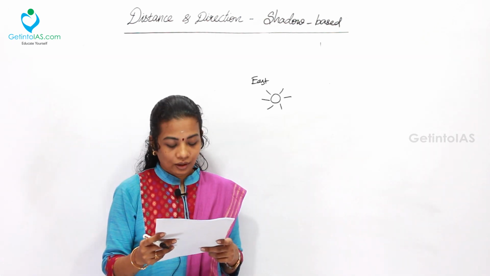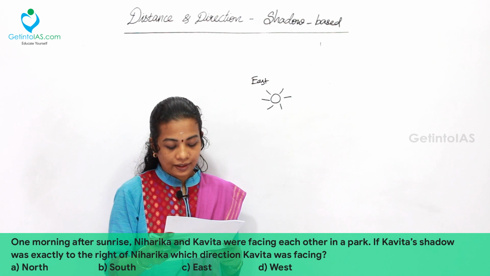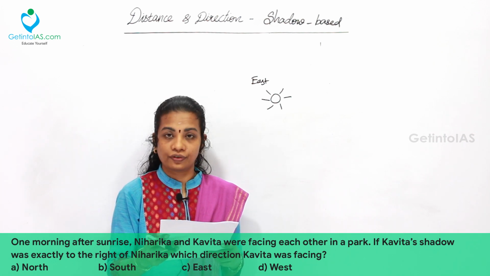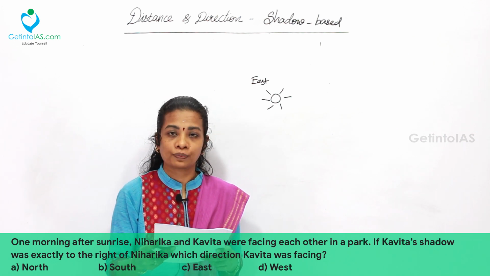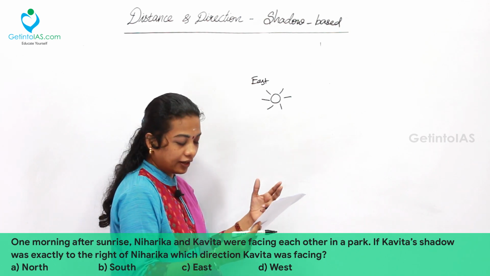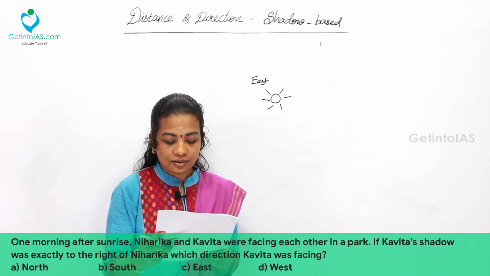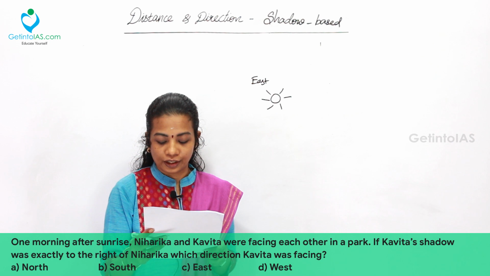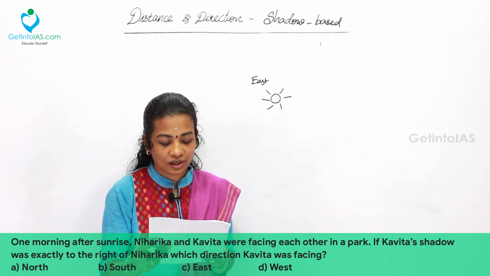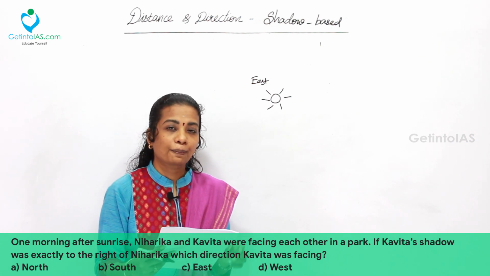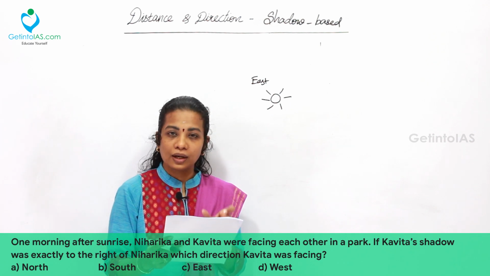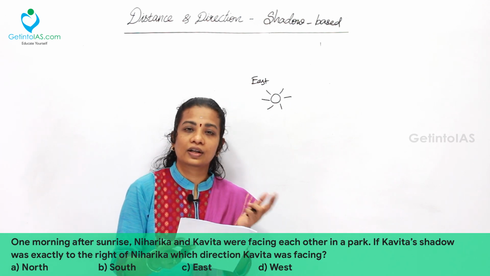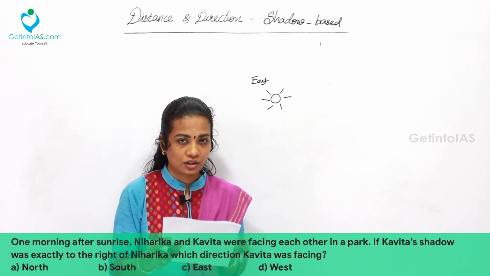The next question. One morning after sunrise, Niharika and Kavita were facing each other in a park. Both are facing face to face like this. If Kavita's shadow was exactly to the right of Niharika, which direction was Kavita facing? In the previous two questions, the same facing direction and left and right position of the same person was given.